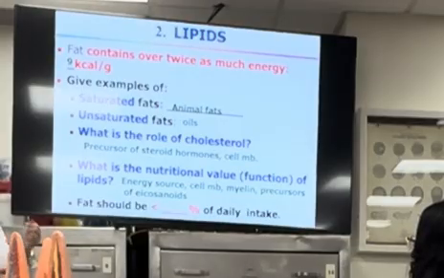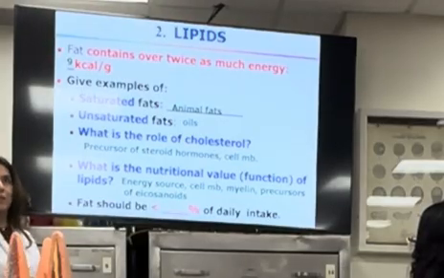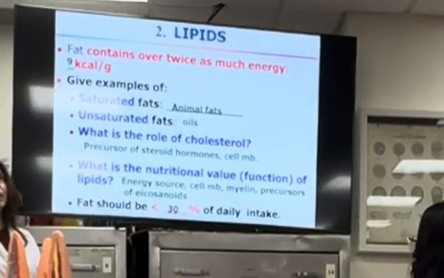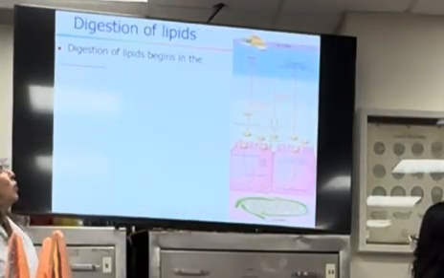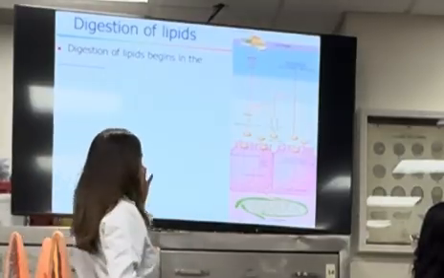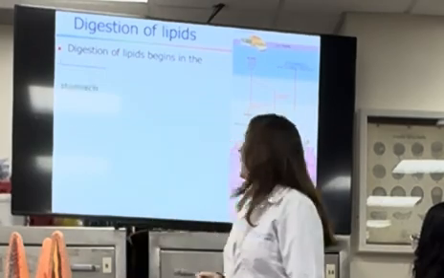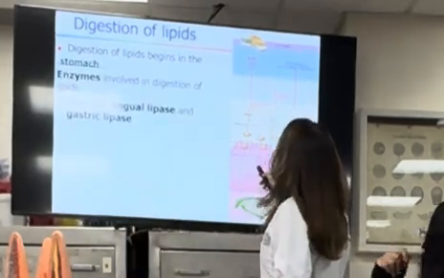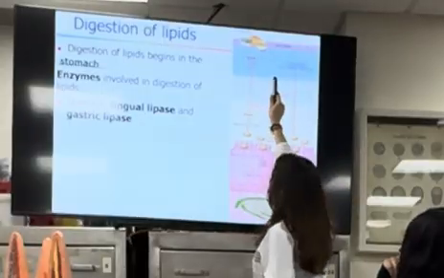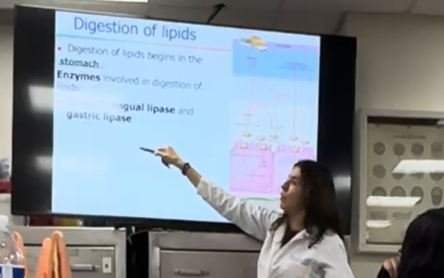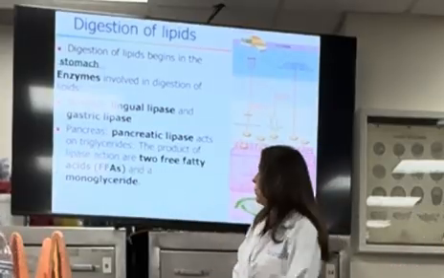Fat should be less than what percentage of your diet? 30. Less than 30%, right? It should be less than 30%. Okay. Functions of lipids, as we said, digestion of lipids begins in the stomach. Enzymes that are involved in digestion: there is a lingual lipase in the mouth, but it only gets activated in the stomach. So that's where the digestion of lipids will begin.